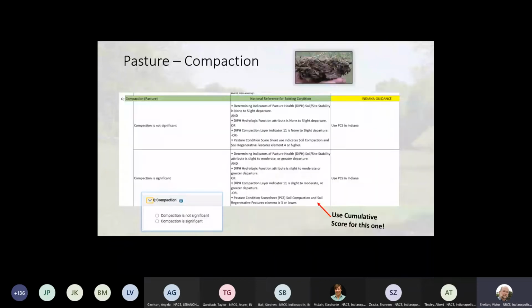Compaction is basically an easy one because this could basically ask you if it's significant or not. So it's basically a yes or no question. And in this case, you don't look at just the sub-indicators, you would look at the whole indicator score for soil compaction and soil regenerative features. And so if it's rated a 4 or higher, then it is not a resource concern. If it's a 3 or lower, then it would be a resource concern. And you would say it is significant.